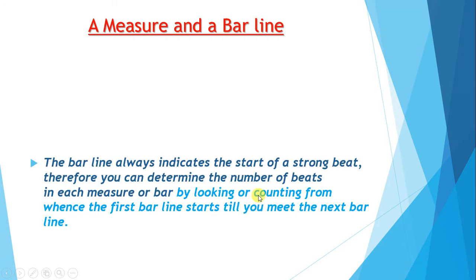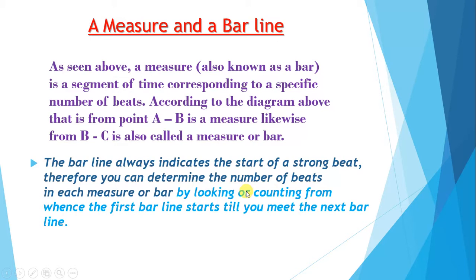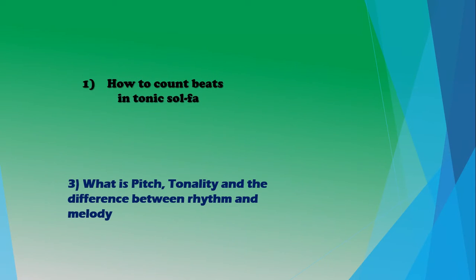Okay? Let us move forward. As seen above in our diagram, a measure, also known as a bar, is a segment of time corresponding to a specific number of beats. According to the diagram above, from point A to B is a measure. Likewise, from point B to C is also a measure. We can call it a bar.